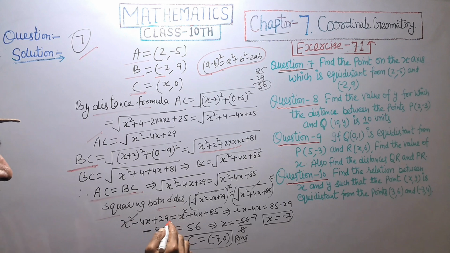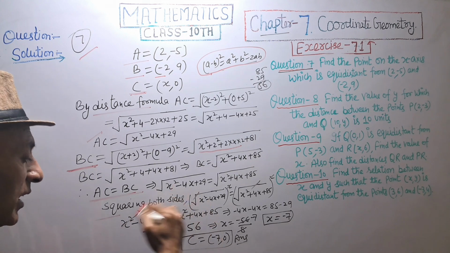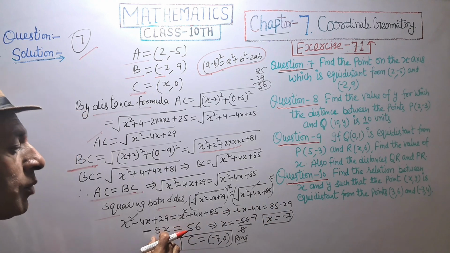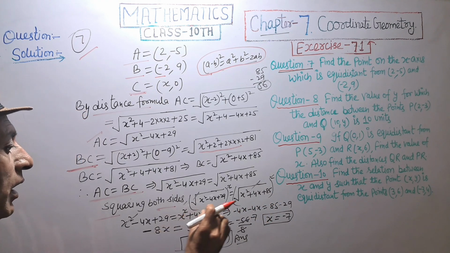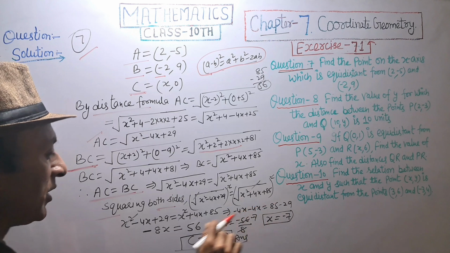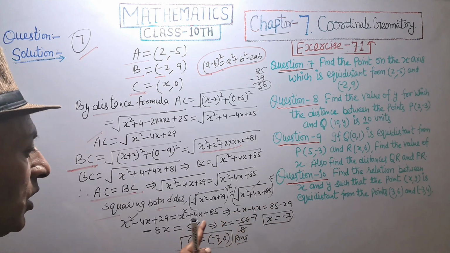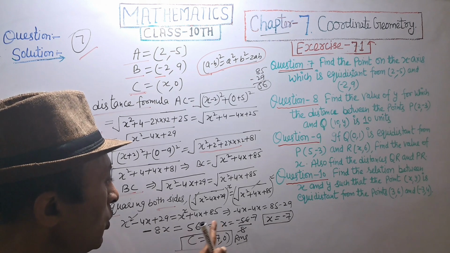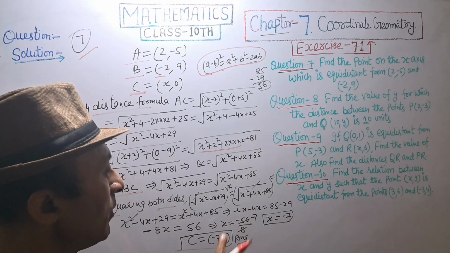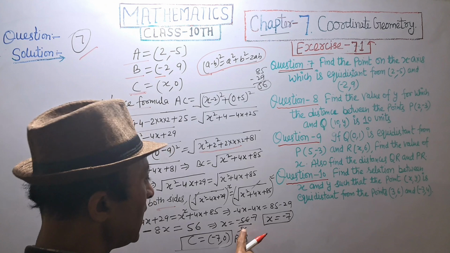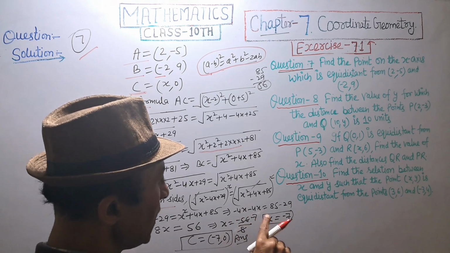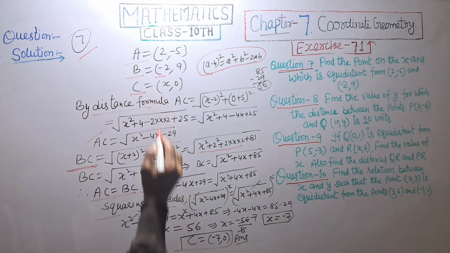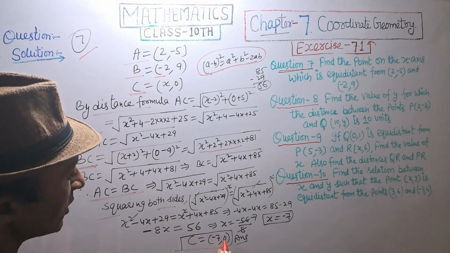X square is cancelled, and the x term on the left side, minus 4x, is equal to minus 8x, and on the right side 85 minus 29, that is 56. So minus 8x is negative, so x is equal to negative 56 upon 8. 56 divided by 8, 8 sevens are 56, so we get the value of x is equal to minus 7, and point C is minus 7, 0.